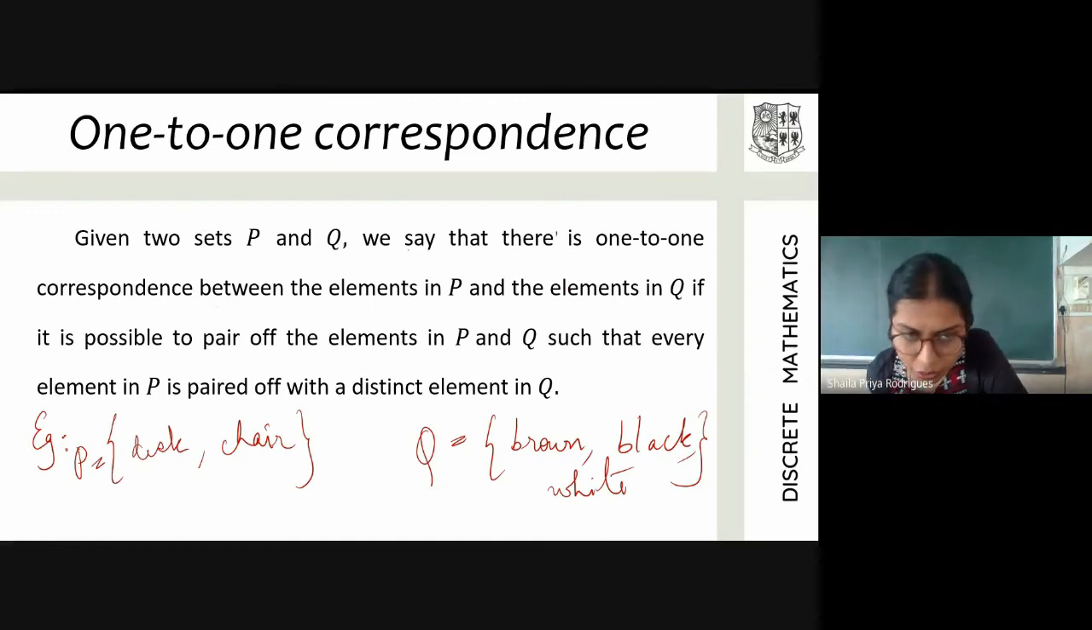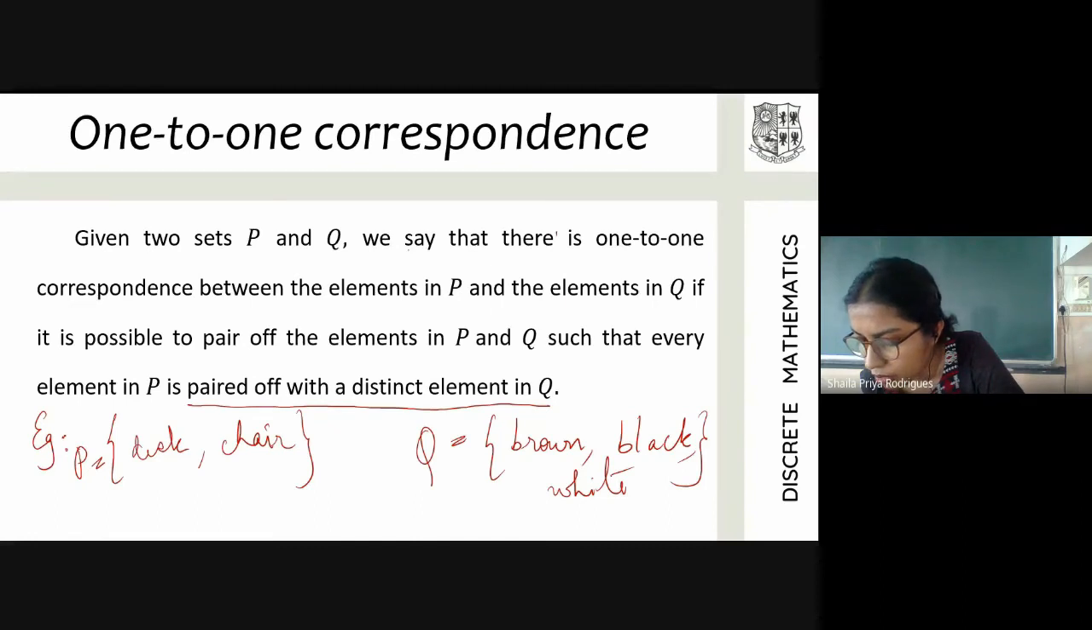See, I know this line can be a little confusing because it's saying that every element in P is paired off with a distinct element in Q. The author has missed out on a word here. When you're pairing off, every element in P should be covered and every element in Q should also be covered. Okay, no element in Q should be left out.